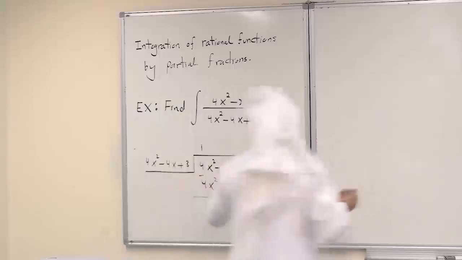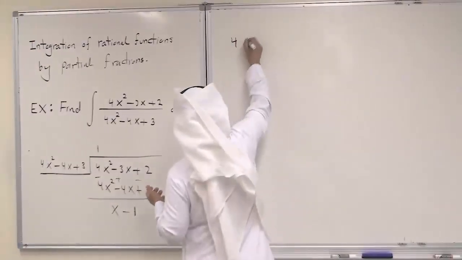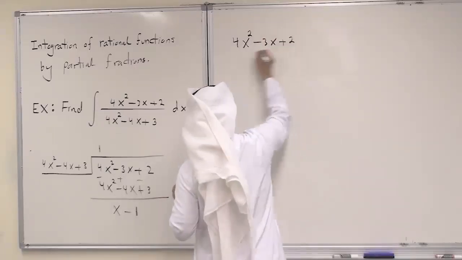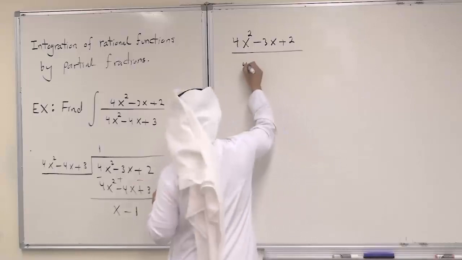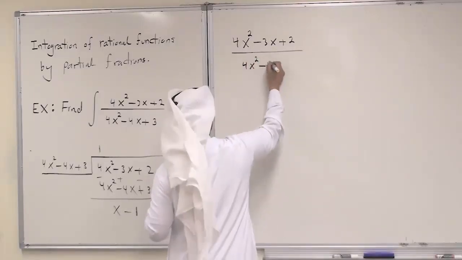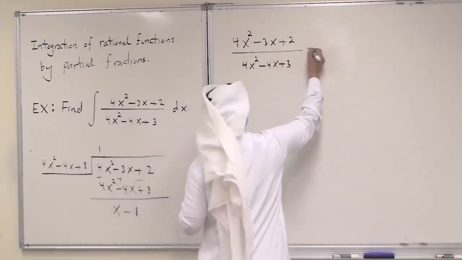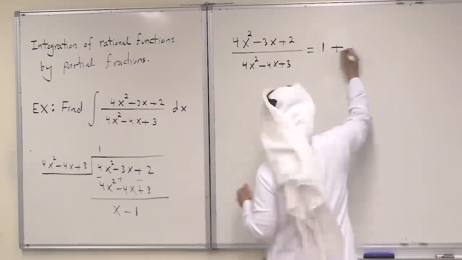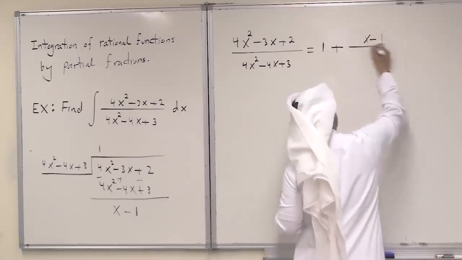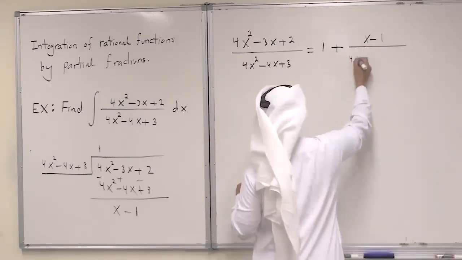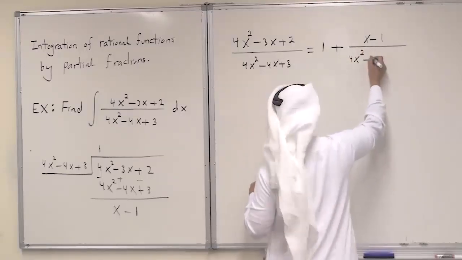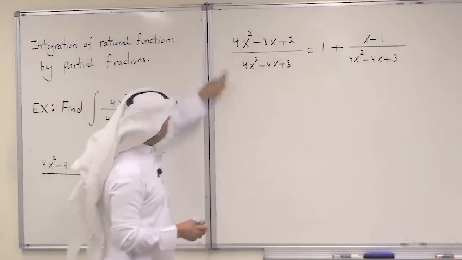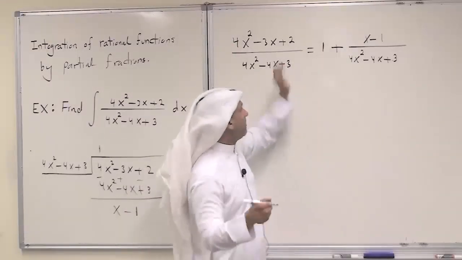So what's going on here? We have 4x squared minus 3x plus 2 divided by 4x squared minus 4x plus 3. This is nothing but equal to the quotient, which is 1, plus the remainder, which is x minus 1 divided by the divisor, which is 4x squared minus 4x plus 3. Okay, fine, interesting. So in order to integrate the left-hand side, I need to integrate the right-hand side. Fine.